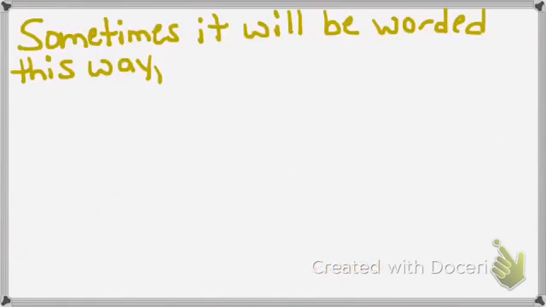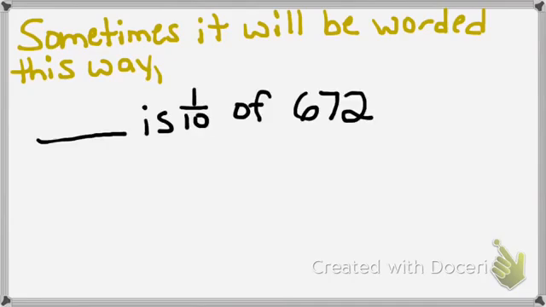And again, in the various ways we see the problems, example number 5, sometimes a problem will be worded this way. Blank is 1/10 of 672. I know that my 1/10 is my base 10 number. It's a fraction that has a 1 as the numerator. My denominator is a 1 with zeros.